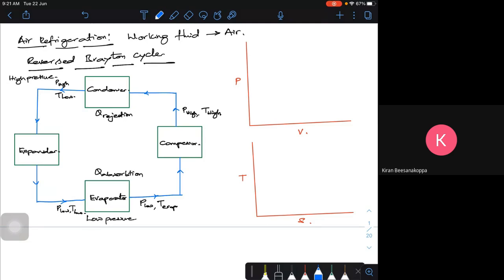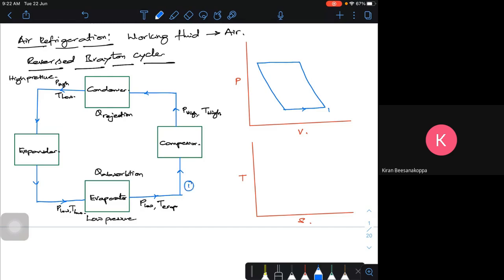Let me write the cycle first, then I will try to explain. Two are constant pressure processes and they are connected like this. Okay, they are connected like this. Now, see, this is process one. So this is the heat absorption. Okay, let me call this point 1.